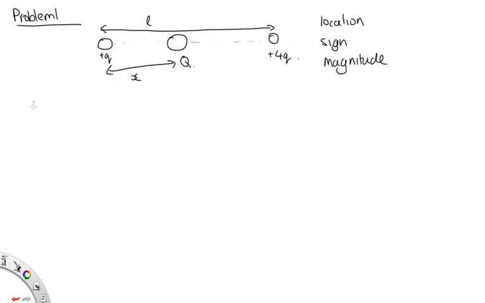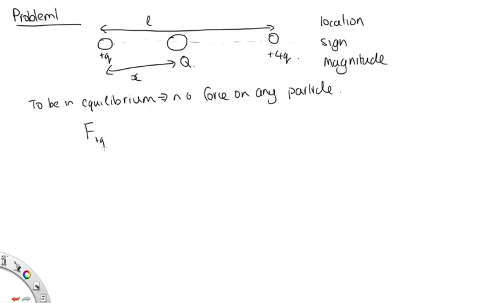Okay, so to be in equilibrium, it means that there's no force on any particle. Let's consider plus Q first of all. The forces on the charge plus Q all come about due to Coulomb's law. We've got the electrostatic repulsion or attraction to this capital Q charge, and we've also got the electrostatic repulsion or attraction to the charge plus 4Q. So we just need to add those two together.